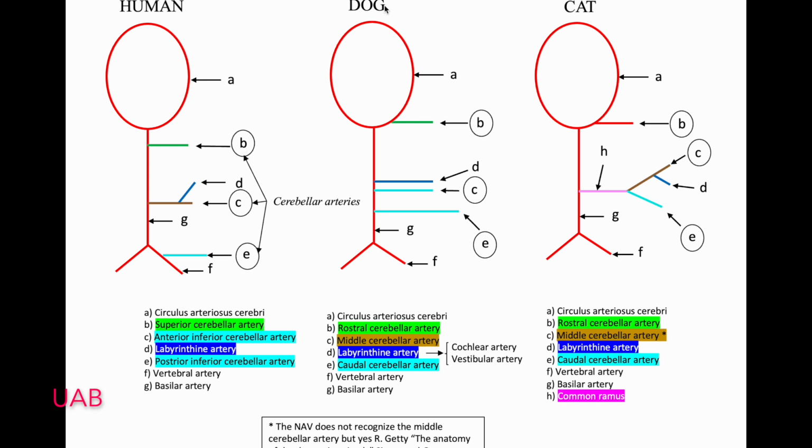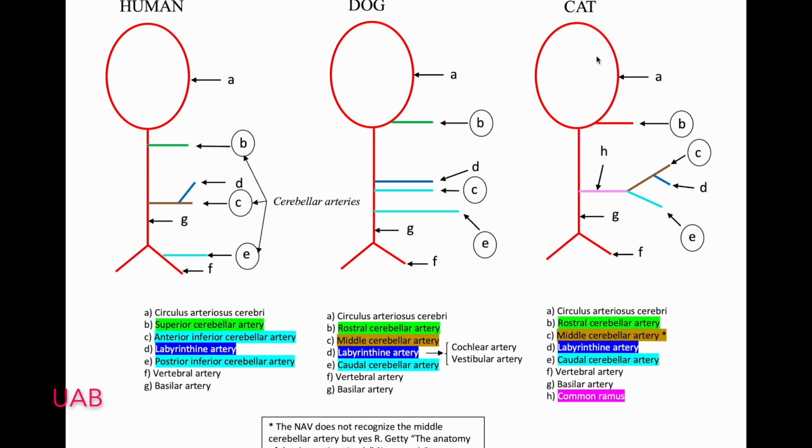If we move to the dog, what do we see? We see the rostral cerebellar artery branching off from the caudal communicating artery, and then we have the caudal cerebellar artery and the labyrinthine artery. However, as you see the great variations, we can have another cerebellar artery that is smaller than the rostral and the caudal, that is vascularizing the choroid plexus and part of the cerebellum.